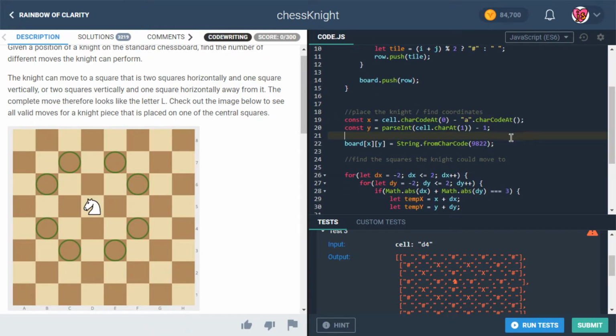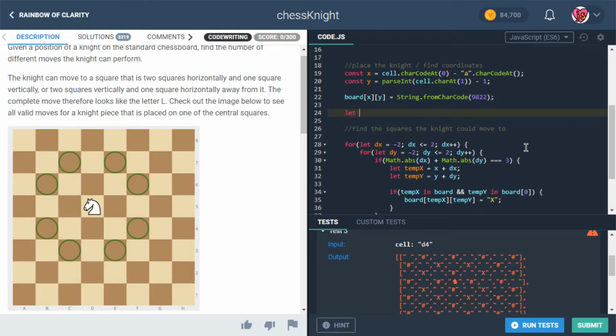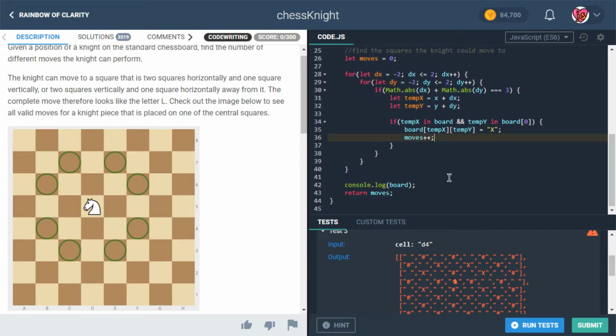And let's get that started, I guess right here. So we'll say, let moves be 0. And actually, maybe I should move that down because it'd be more appropriate to have that under the comment that says find the squares the knight could move to. Okay, great. So moves starts as 0. We're going to return moves at the end, but when should we increment it? Well, it's basically as soon as we find a place that the knight can move to. So anytime that we're marking one of these X's, let's say moves plus plus. Okay, cool. And now let's try running that.